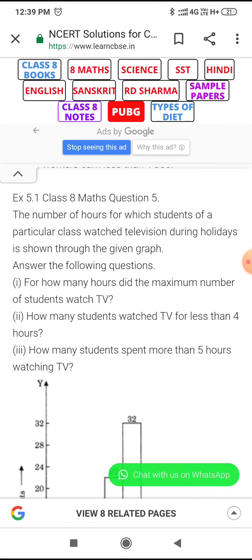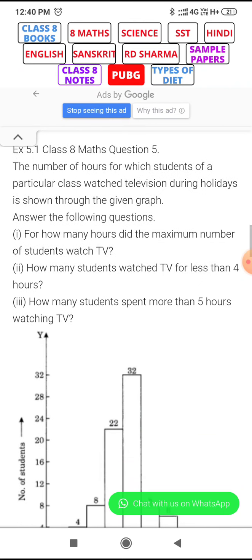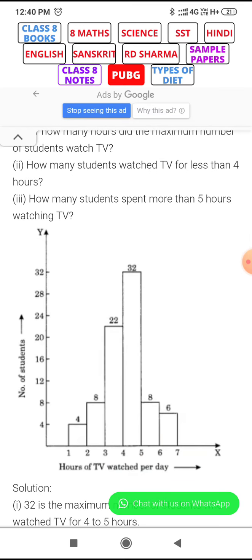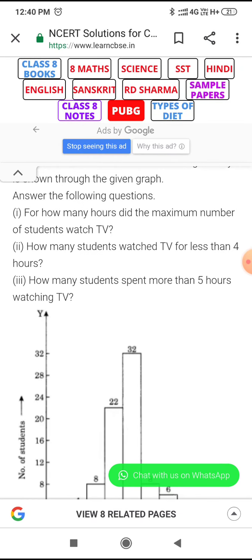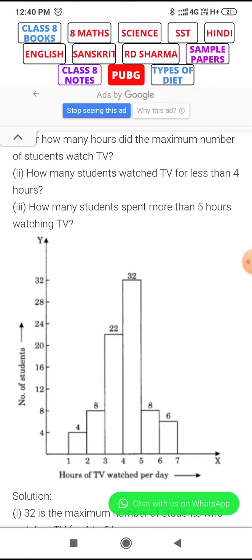Now move to our last question. The last question is: the number of hours for which students of a particular class watch television during holidays is shown through the given graph. Answer the following questions. The first question is, for how many hours did the maximum number of students watch TV? You can clearly see in the histogram that the maximum number of students is 32, and they watch TV for 4 to 5 hours.